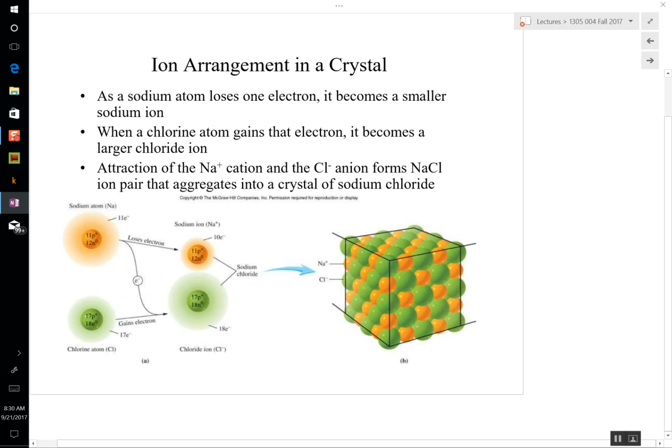So now piecing some of the things together. Here's your sodium atom, big. It loses an electron, becomes a sodium ion. Remember, the cation is always smaller than the atom it came from.